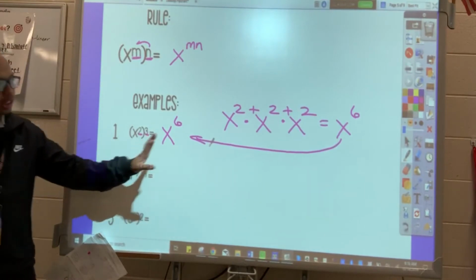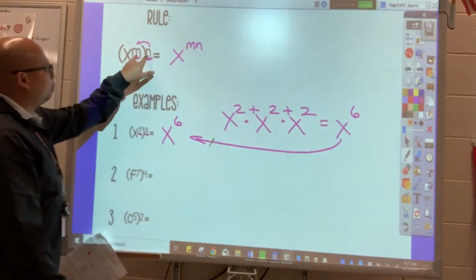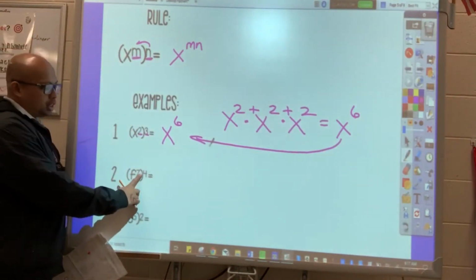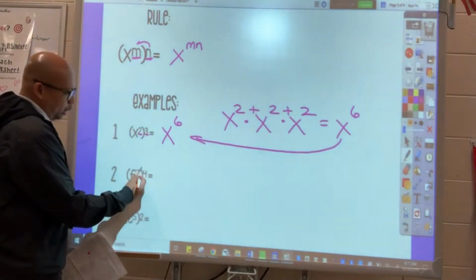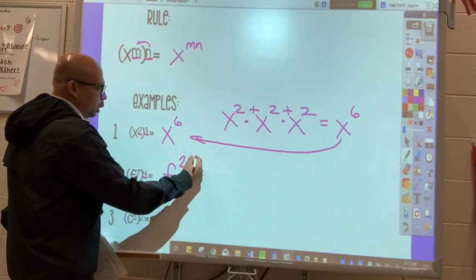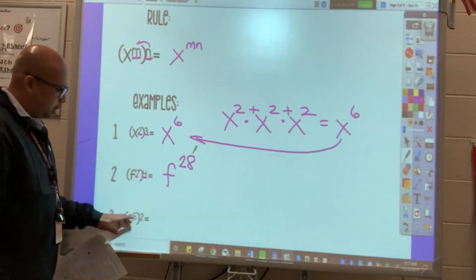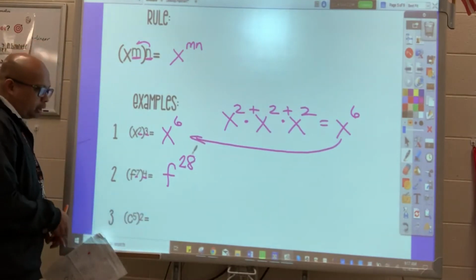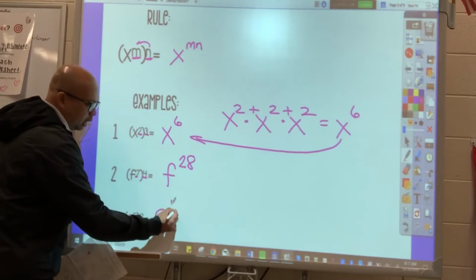F to the 7th, four times. But obviously, we're not going to list them down all the time. We're going to use the rule here by multiplying the exponents. F to the 7 to the 4th power, so you need to have 4 F to the 7. So you multiply 7 and 4. That gives you F to the 28. C to the 5th power with a squared outside. That means you multiply 5 and 2. That gives you C to the 10.